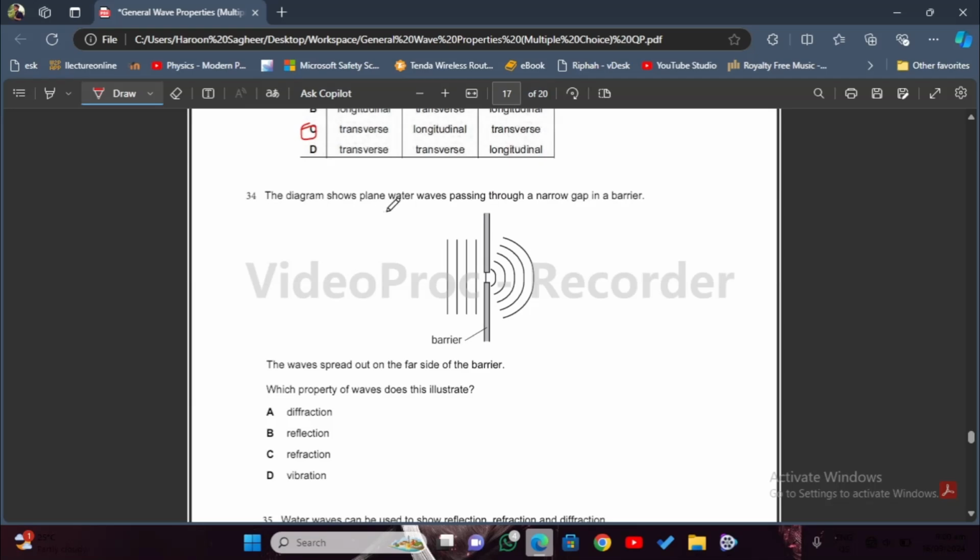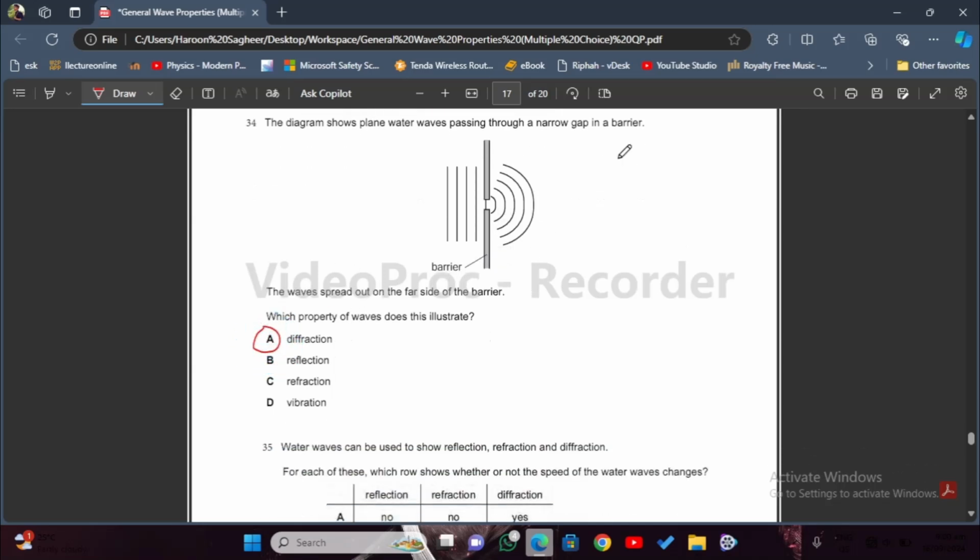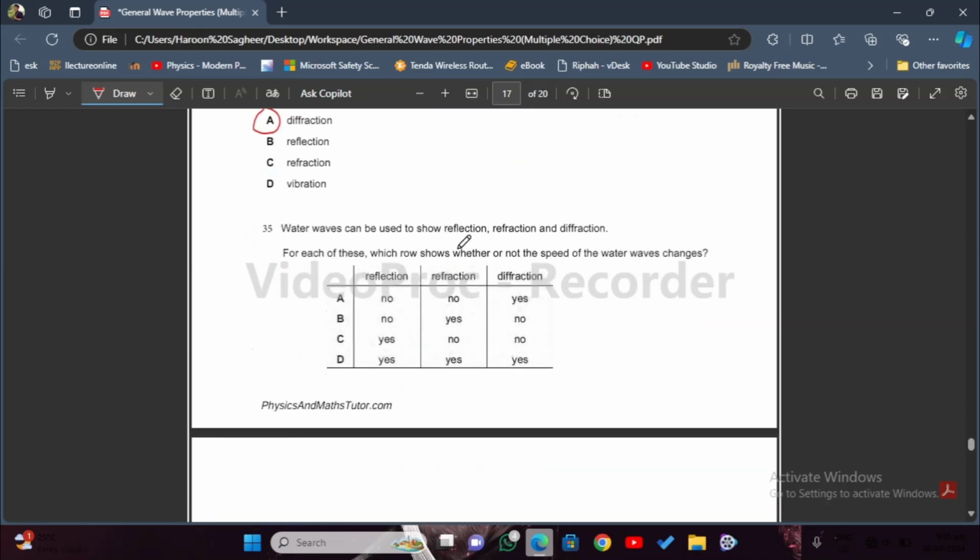The diagram shows plane water waves passing through a narrow gap in a barrier. So the name of the effect is diffraction. As you can see, all the waves are curving around this small barrier.